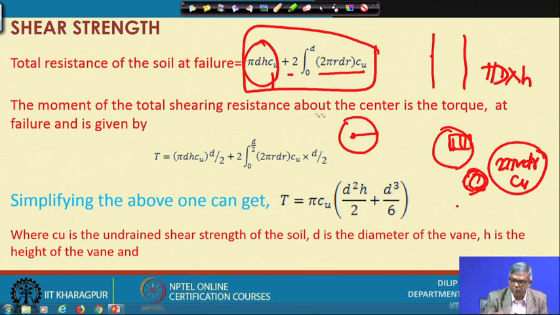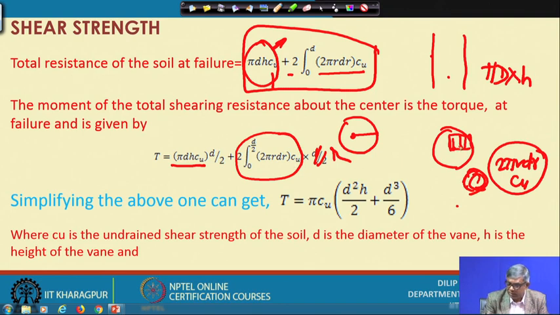If I want to take the moment, then whatever force I have got is acting at a distance r from the center. So I will multiply this force by the distance, then I will get a torque along the shaft. Similarly, this is the force, and it is acting at, this is not d by 2, this will be r actually. So this force was at a distance r, then I will multiply by r.